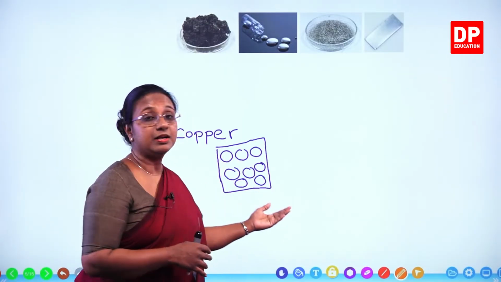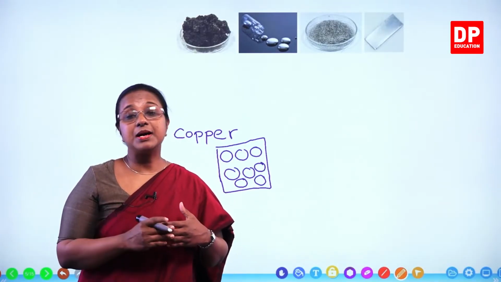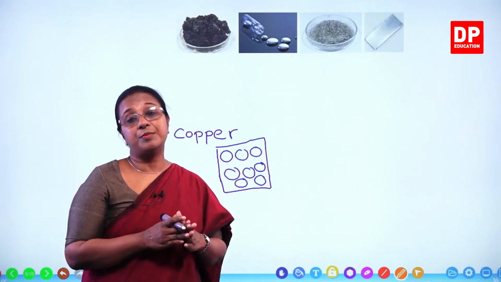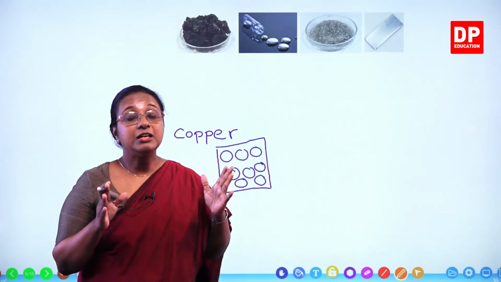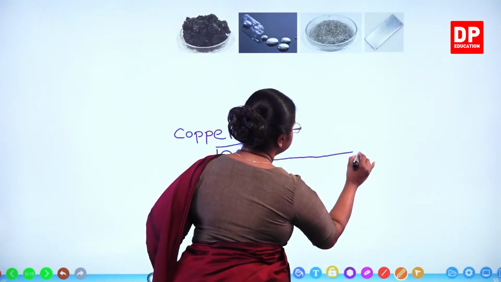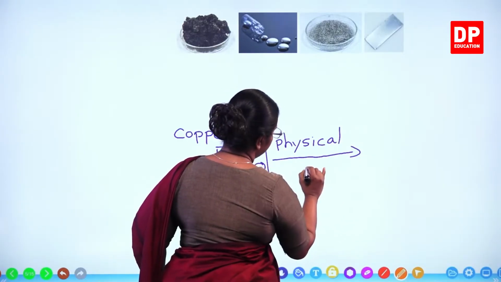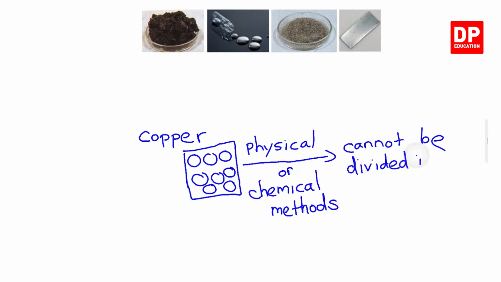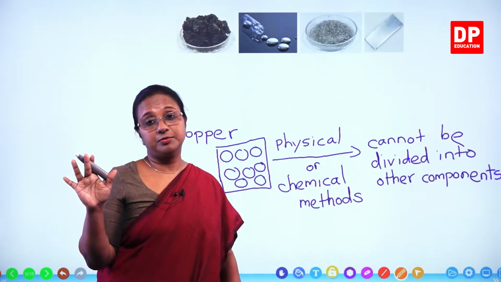The same way when we say chemical changes, if you burn something, you can mix it with some other chemical. Then also, it won't change into something else. You can't divide it into something else. It will become some other substance. It cannot be divided into other components. Is that clear to you all? So, by applying physical or chemical methods, elements cannot be divided into other components, simple components.